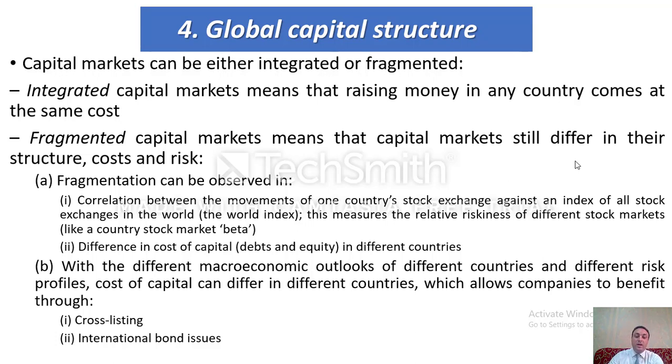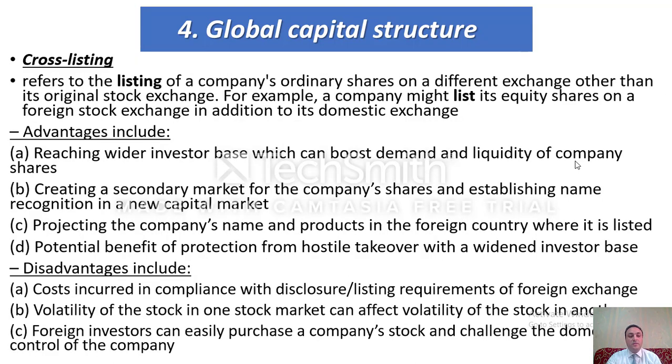So the cost of capital can be different in the different countries, which allows companies to benefit through two means: cross-listing and international bond issues. Cross-listing refers to the listing of a company's ordinary shares on an exchange other than its original stock exchange. Which means, for example, a company might list its equity shares on a foreign stock exchange in addition to its domestic exchange or stock market.